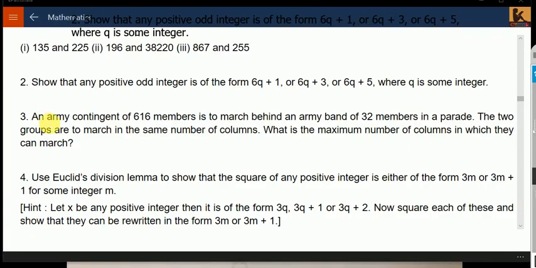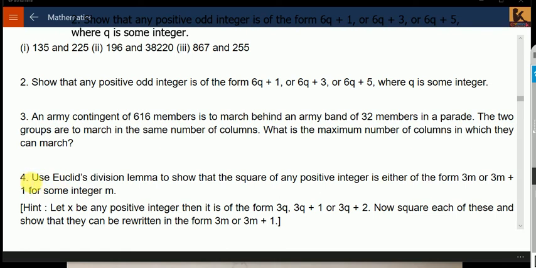Now coming to question number 3, an army contingent of 616 members is to march behind an army band of 32 members in a parade. The two groups are to march in the same number of columns. What is the maximum number of columns in which they can march? Now the columns should be same. That means there should be some common factor between both two groups. And to find that common factor, we have to find HCF between both two groups. So we will find the HCF of 616 and 32. This you can do yourself.